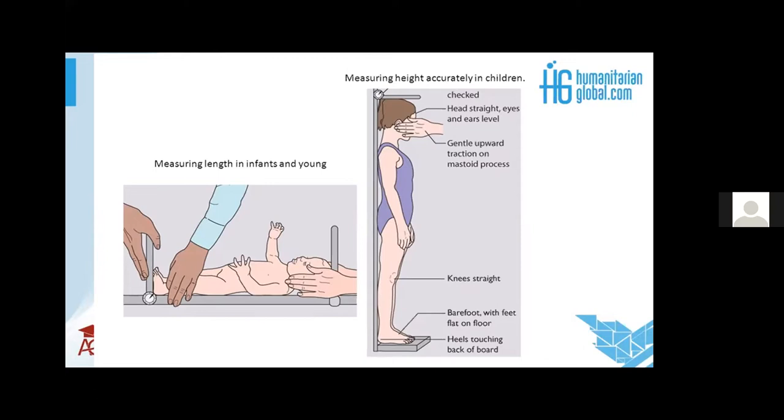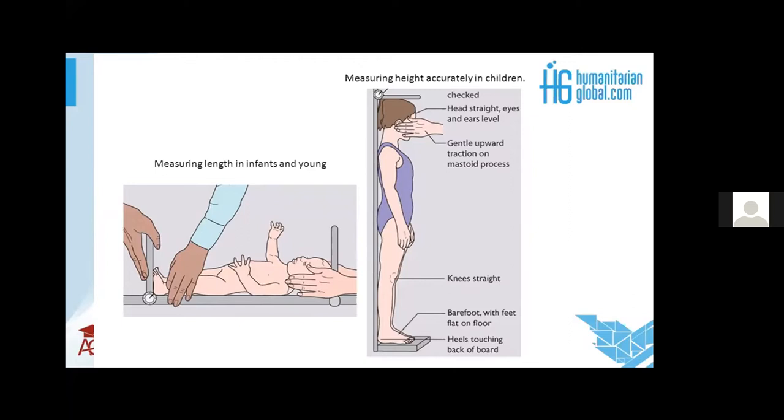Now, we can see that for the recumbent length, the child is lying on the sliding board. The sliding board has a headboard and a sliding piece. You can see the two health practitioners holding the child. The head has to be properly positioned at the headboard and lie flat. You can see one using the arm to make sure that the knees are together and lying flat on the board. And then they push the sliding piece, and the measurements are always found at the side of the board. Maybe one day we can also practice that in our fields.